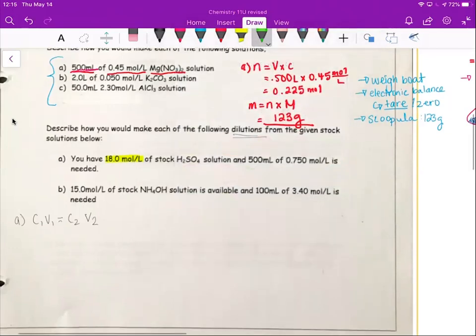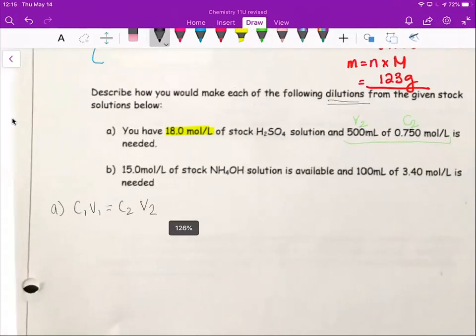This is my C1, this is my V1, this is my C2, and this is my V2. And that's probably turning up very terribly, I'm sorry. So let's calculate first.